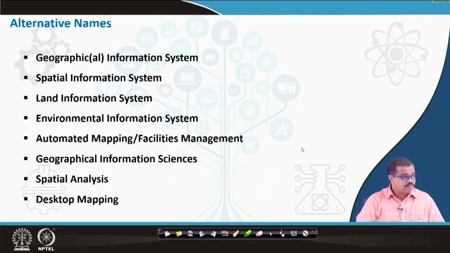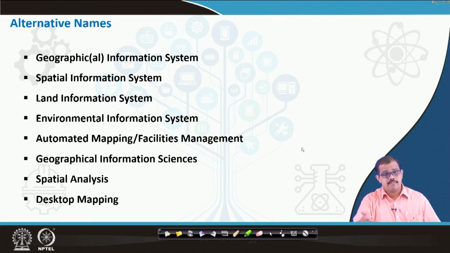If you are looking at environment aspects of it, as I described in my previous slide, you are actually giving information about the environment of a region, so it becomes an environmental information system. If you are looking at mapping, if you are looking at facility management, then it becomes a facility management information system. And as I said, it's also a geographical information science which is driving that system.